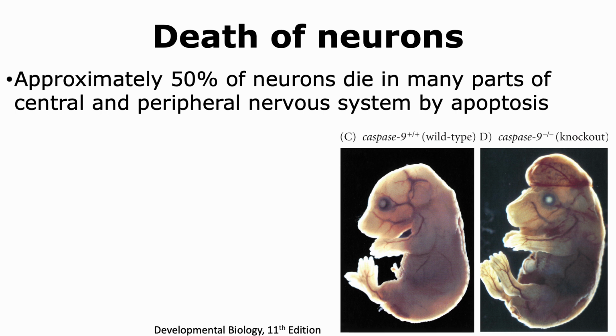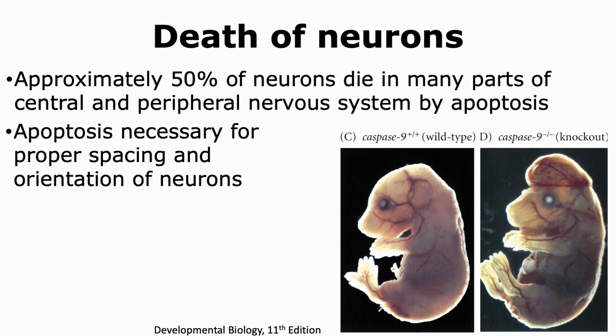Now, during the normal course of development, over 50% of the neurons will die in many parts of the central and peripheral nervous system. The type of death that occurs in these cells is programmed cell death. Another way to say this is that during the normal course of development, we make way more neurons than what we actually need. So we're making more than 50% of what we actually want. Thus, we need to get rid of all the extra neurons, and for that, cell death is necessary.